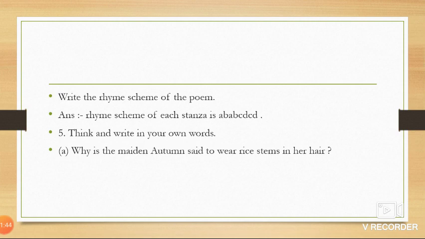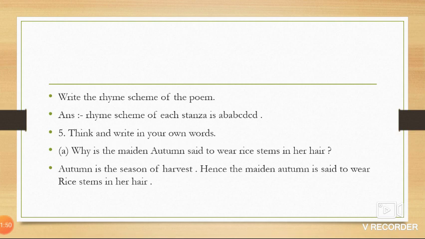Think and write in your own words. Why is the Maiden Autumn said to wear rice stems in her hair? Autumn is the season of harvest. Hence, the Maiden Autumn is said to wear rice stems in her hair.